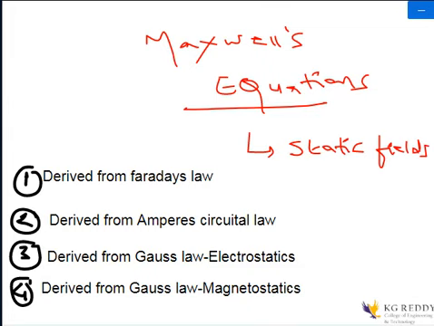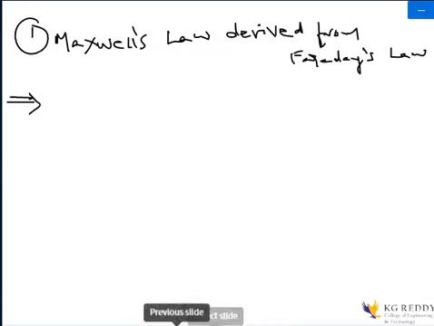In this lecture we are discussing the static fields first. In the next lecture we will derive Maxwell's equations for the time varying fields. So let us see them one by one. First of all, let us see Maxwell's first law, which is derived from Faraday's law.